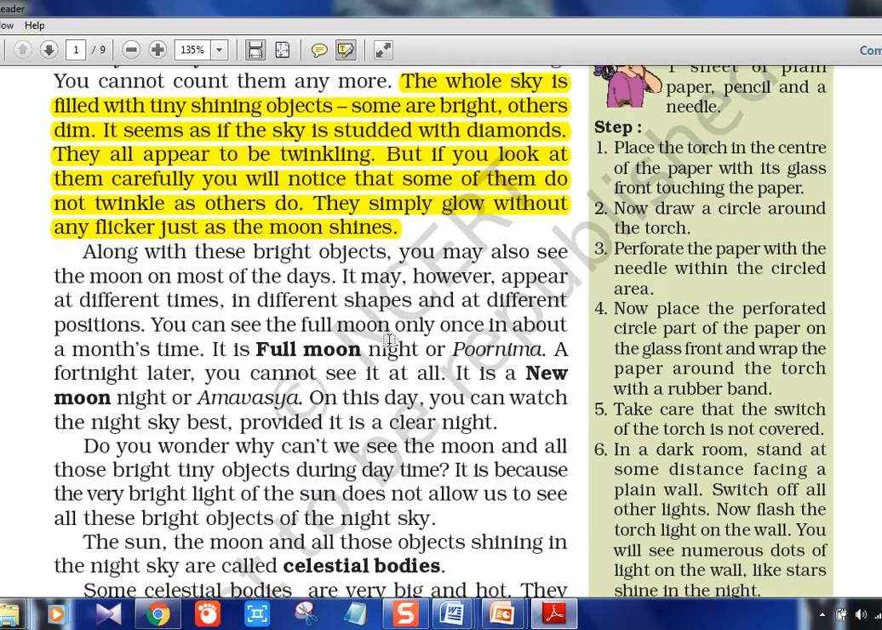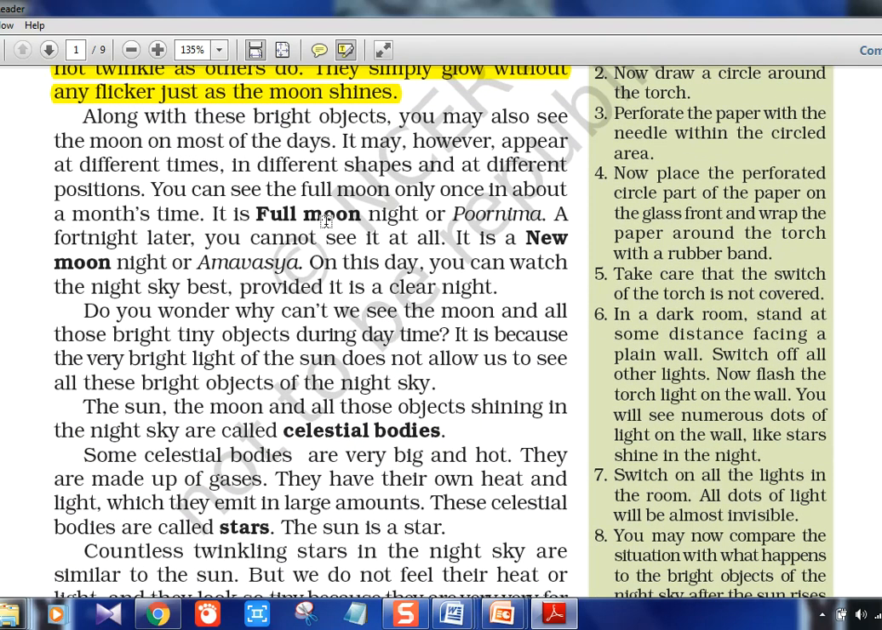That is what they tell in the beginning. So full moon and new moon is one important concept told here. Full moon, Purnima, and new moon, Amavasya. It is told like, you can see the full moon only once in about a month's time, and a fortnight later, fortnight means 2 weeks, you cannot see it at all. That means the new moon or Amavasya.